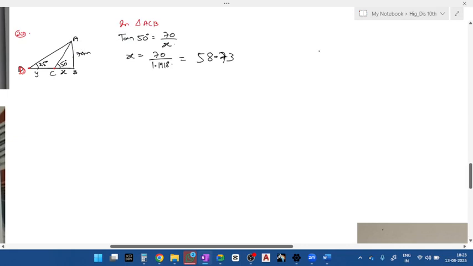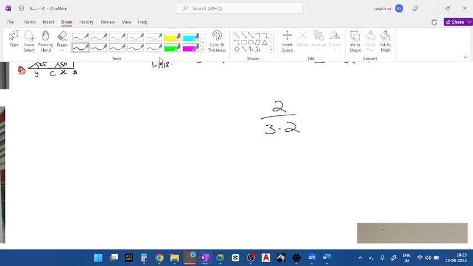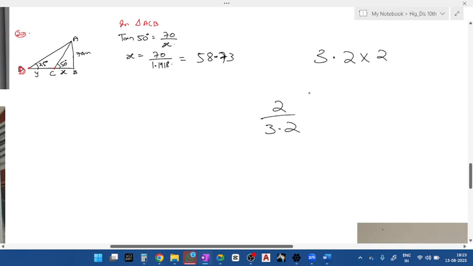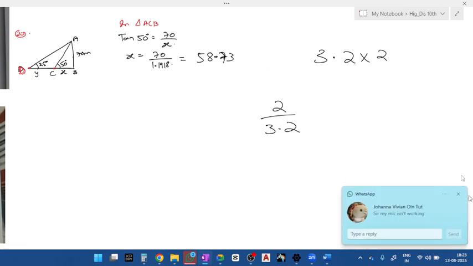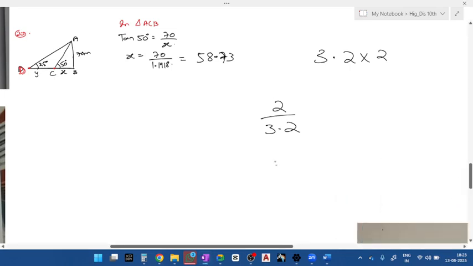Tan 50 is given. Now, 3.2 into 2, or 2 divided by 3.2. Which one is easy to solve, when you multiply or when you divide? Which one is the better option? When you multiply, it's easy, right? 2 twos are 4, 2 threes are 6. But when you have to divide, we remove the decimal, then we divide it like this.